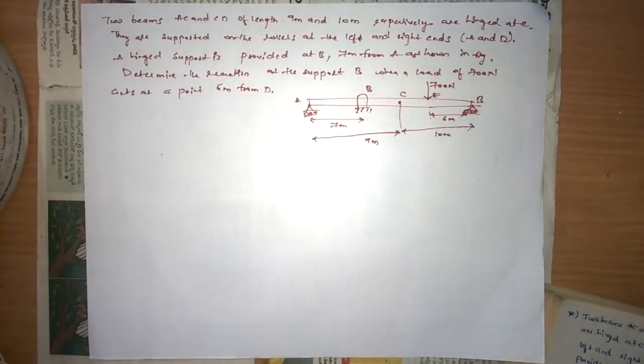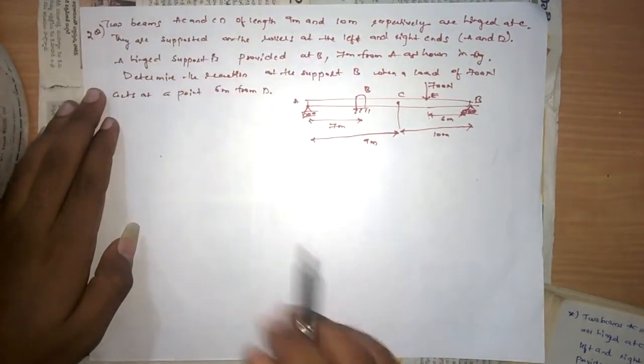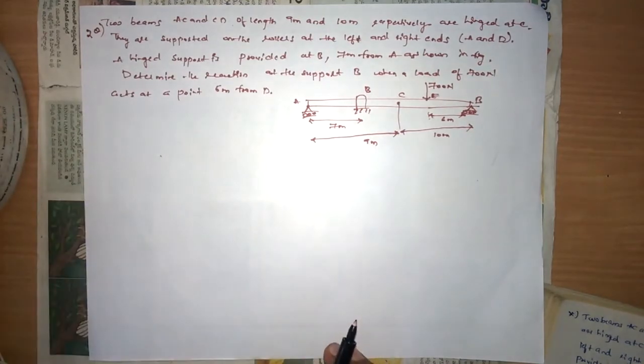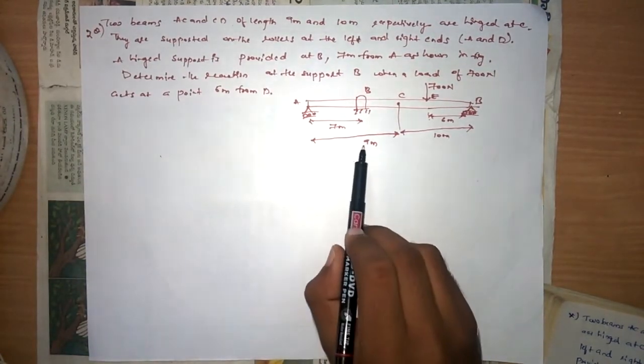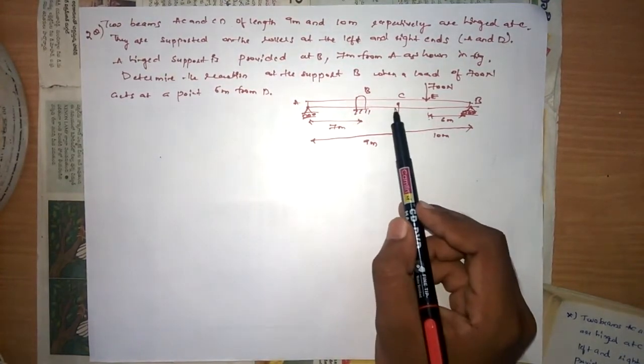Here we have a question based on beams. The second question. Two beams AC and CD of length 9 meters and 10 meters are hinged at C.